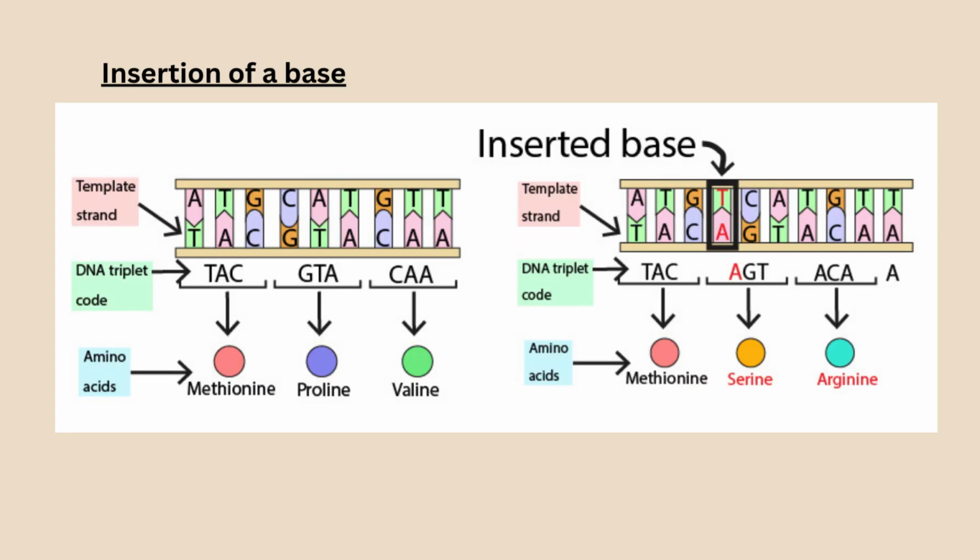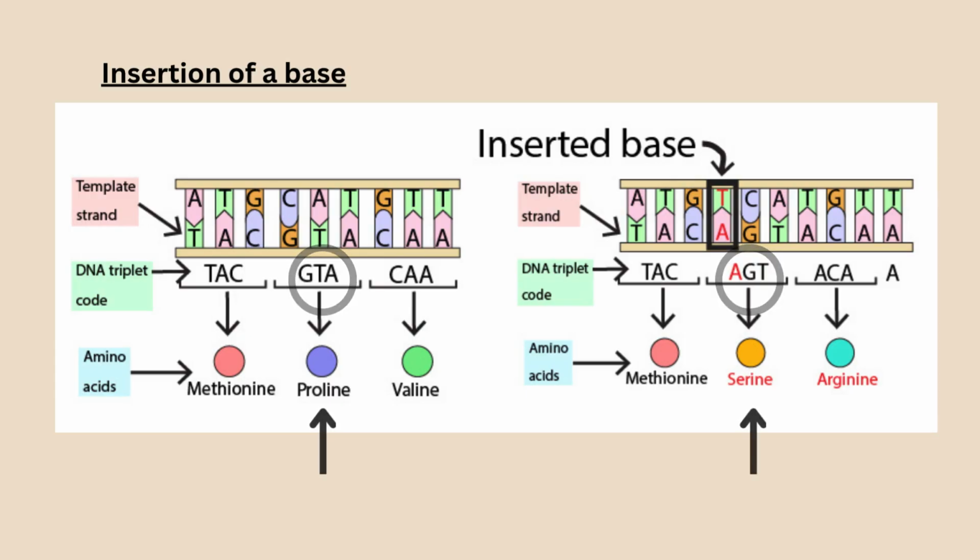Insertion of a base. On the left, there is the normal DNA, and on the right, there is the mutated DNA, where you can see we have labeled an inserted base TA. Now, when we insert those bases, the DNA triplet code will change slightly. So you can see the second DNA triplet code changes from GTA to AGT. And as a result of that, it will change the amino acid proline into serine.